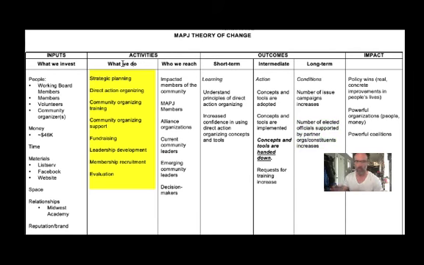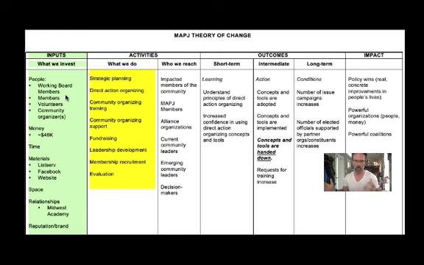So this is really just a bunch of if-then statements. If we do these things, then we reach these people, then we can expect learning to happen, and if that happens, we can expect more people to be taking action, and if more people are taking action, then we can expect more changes in actual conditions, and if we see that, then we can expect to see real policy wins and more powerful organizations. Okay, so that's the theory of change, and the only one that we haven't talked about is this one all the way to the left.